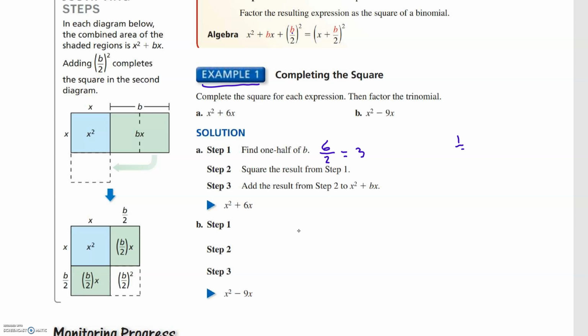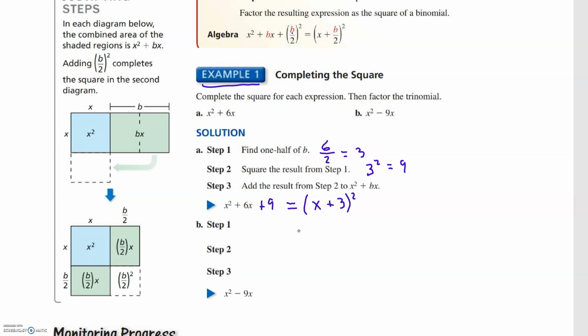You could also write it as 1/2 times 6 this way. Same thing, multiplying by half is the same as dividing by 2. Then you square that result. So 3 squared, which is 9. We add that to our x squared plus 6x, so we add a 9. That 9 completes the square. Then we take that trinomial and write it as a binomial squared. It should always be x plus half of b. In this case, half of b is positive 3, and that will work.